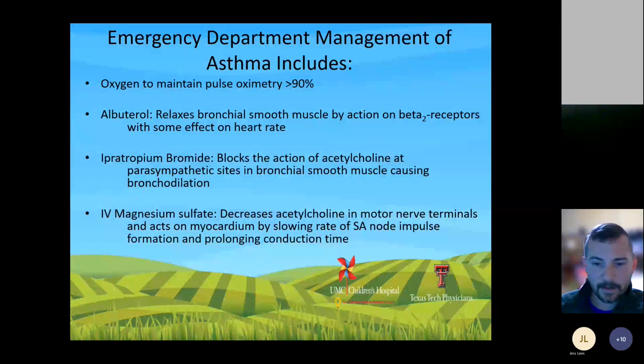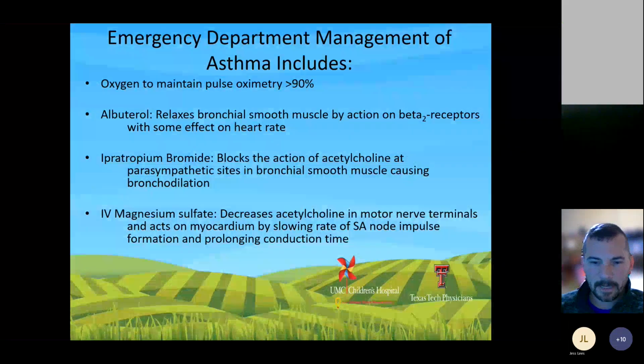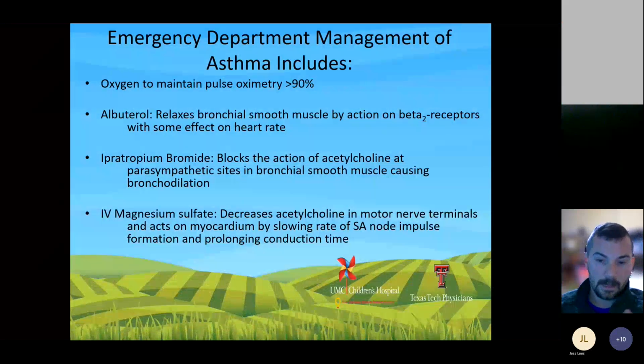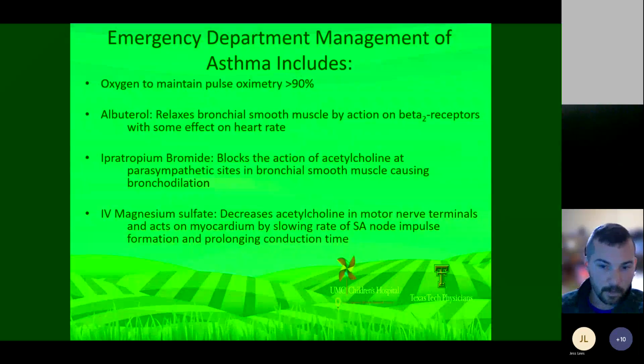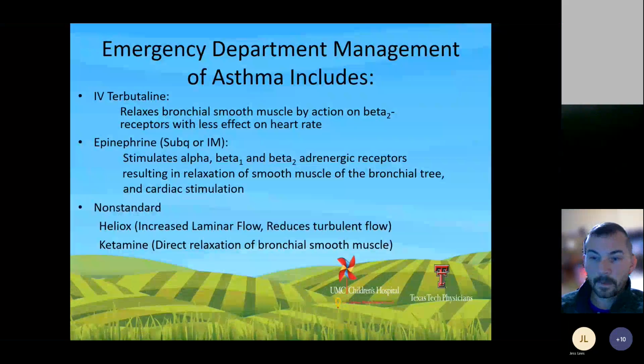IV magnesium sulfate, 50 per kilo is a good starting dose, but it helps that smooth muscle relaxation as well. Can cause sleepiness, and if you're having to give a dose, you may want to check a mag level and determine, can I give another one later? We don't want the mag level getting too high, because again, we may make them super sleepy and just not really with it.